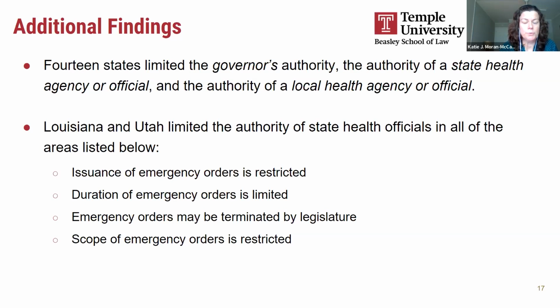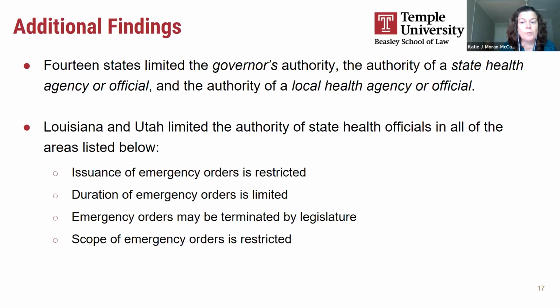So for each of those entities or types of individuals, the data set captures how their authority is limited at a fairly high level. So the 4 variables you see here on the slide are potential responses to the coding questions, and both Louisiana and Utah limited the authority of state health officials in all of these ways. So just to run through them quickly, issuance of emergency orders is restricted.